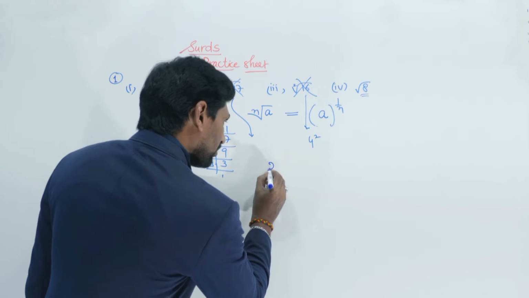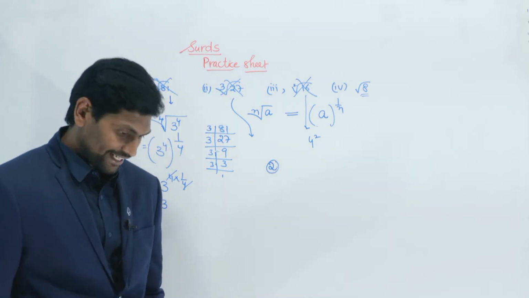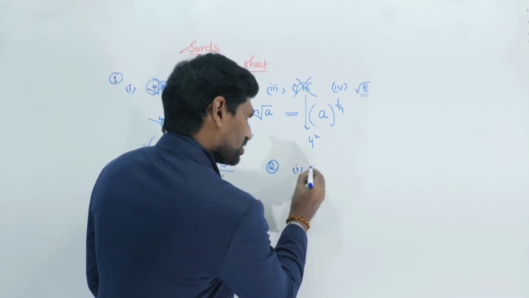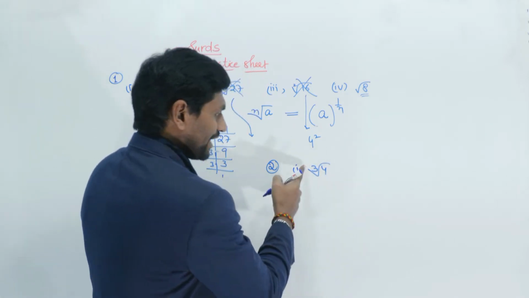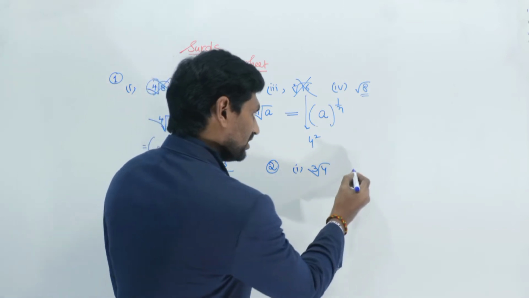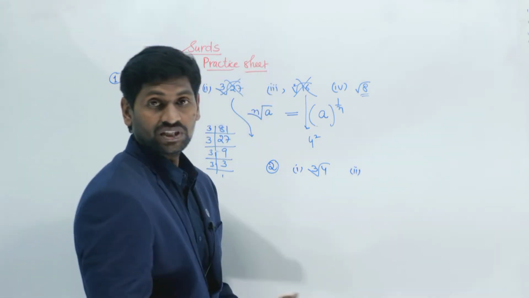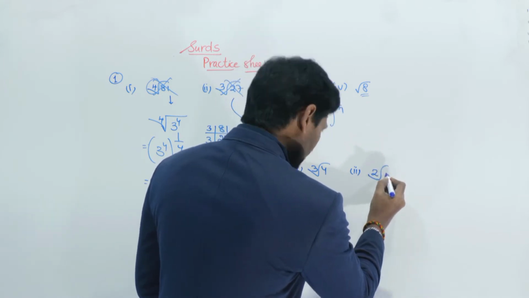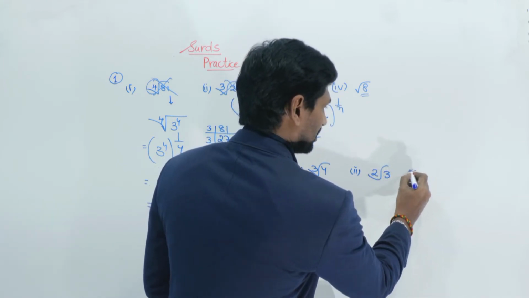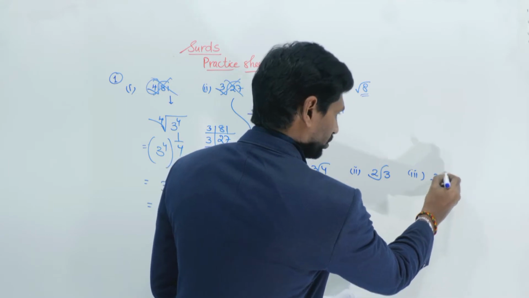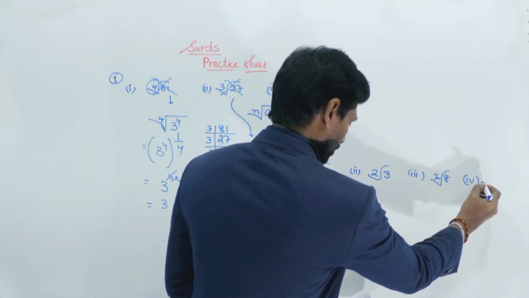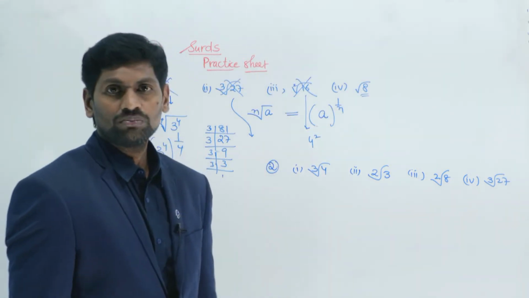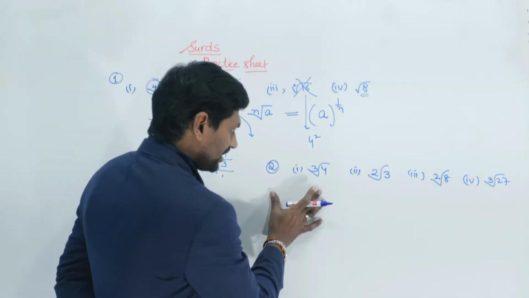Let us go to question number 2. The second question is, which of the following is not a surd? First option is cube root of 4. Can you express 4 as a power of 3? Exponent must be 3. Second option, square root 3. Third option, square root 8. And the fourth option is cube root 27. Now check here.